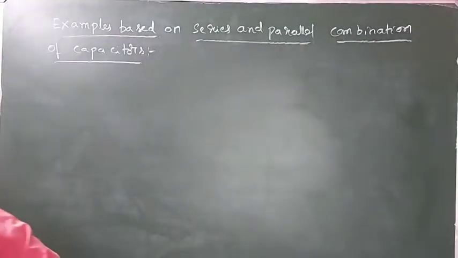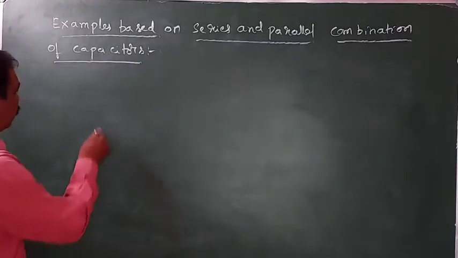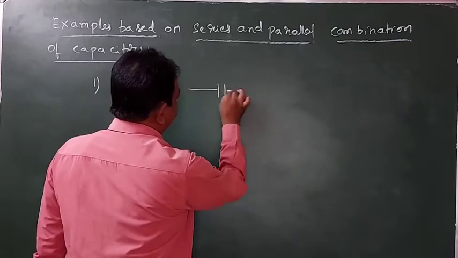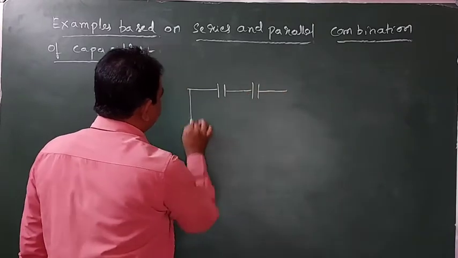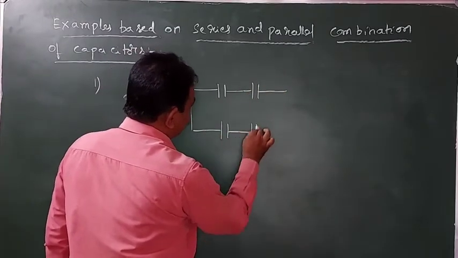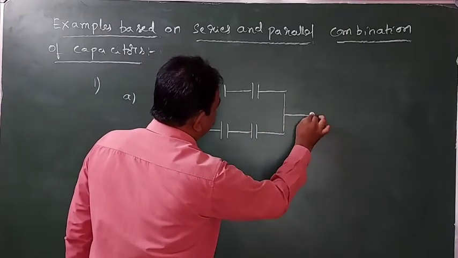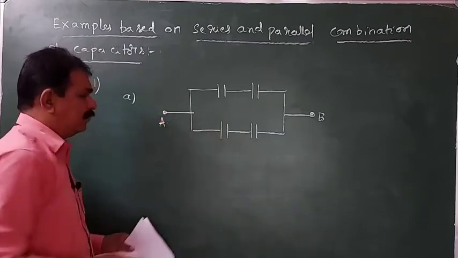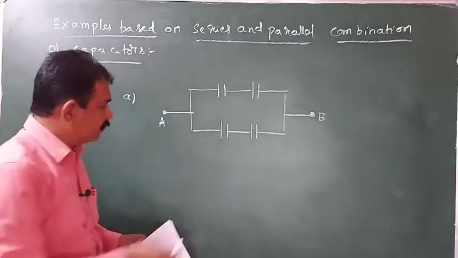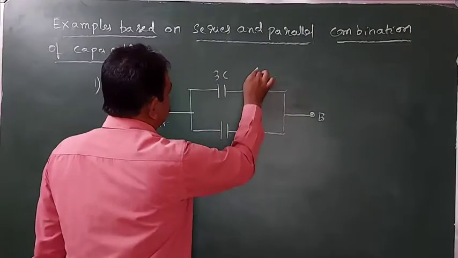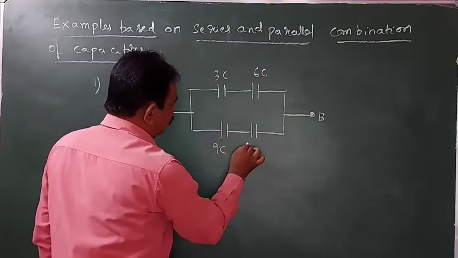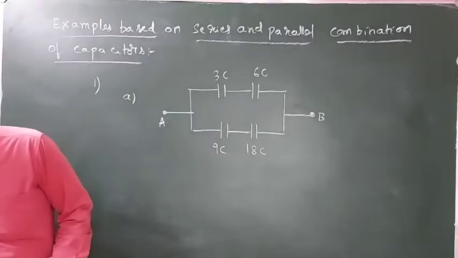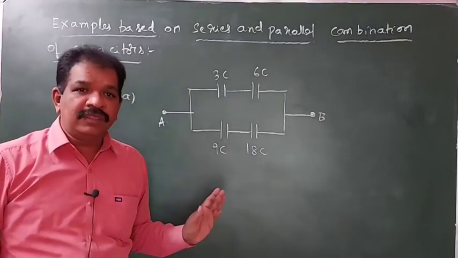See, first example you see. For example, if they asked, here two capacitors are there. Here two capacitors are there. This is point B. This is point A. Capacities are 3C, 6C, 9C, 18C. Find the effective capacitance between A and B.